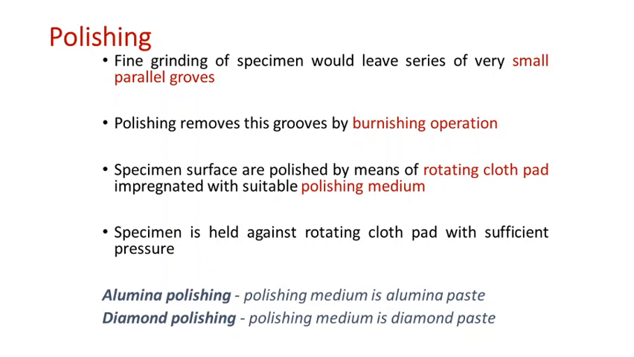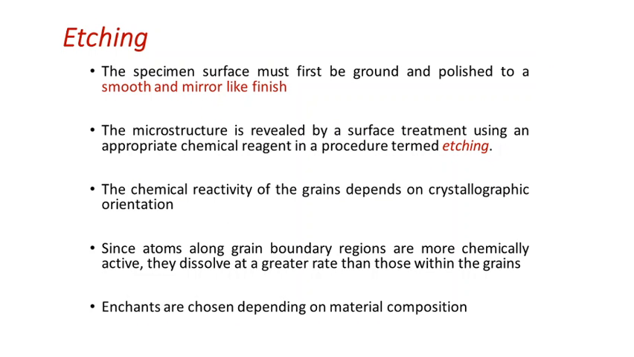So over a period of time we can see, due to the abrasion between this alumina polishing medium as well as the surface of our specimen, we will be having the material removal, and over a longer period of time we can see that we will be having a very smooth surface. So now we have made a surface which is very smooth.